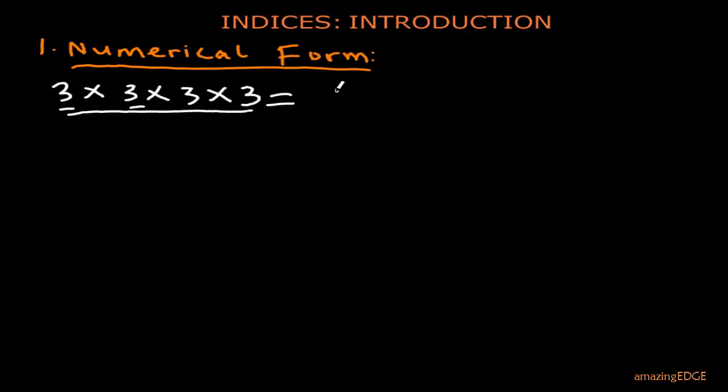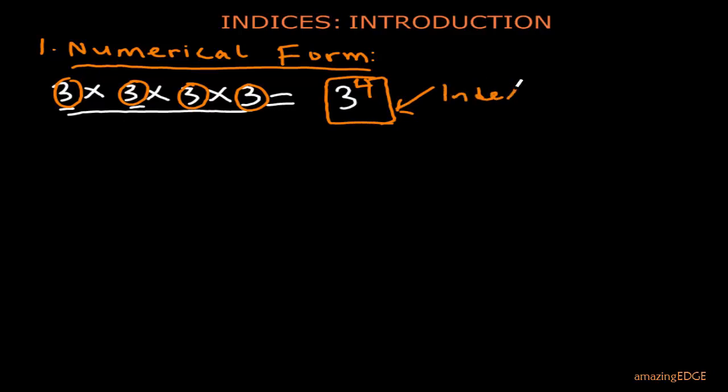So first of all, write 3. Now because we have how many 3's? This is 1. This is 2. This is 3. And this is 4. So we can simply write this in a simplified version and say 3 raised to power 4. So writing it in this form is nothing else but what we will now refer to as an index form. So we have written this in an index form.